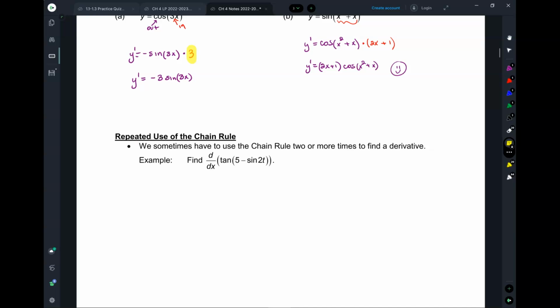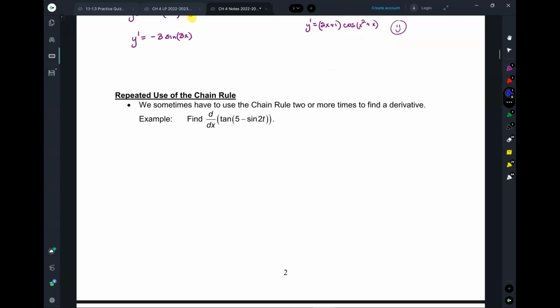If you have a function that's got an inner function and that inner function has yet another inner function, then you have to keep doing the chain rule and it literally becomes a chain, hence the name, right? It's like a play within a play, for those of you in the play. So in this case, I've got d/dx of tangent of 5 minus sine 2t.